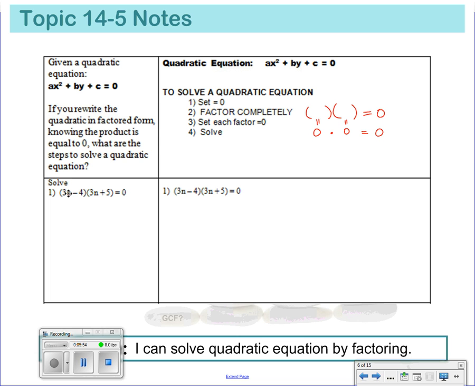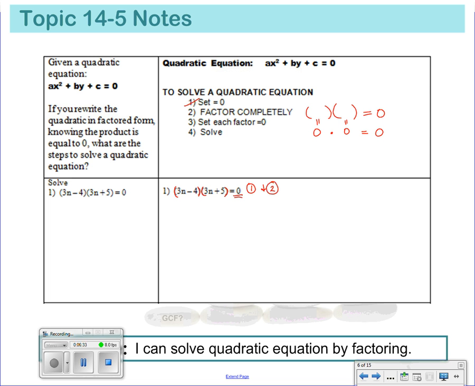So now we are going to practice these 4 steps. It's already in factored form, notice that. Step 1, do we have our equation equal to 0? Sure enough, we do. Step 1 is taken care of. Step 2 says factor completely. Notice this is already in factored form. We have our parentheses already showing we have 2 factors for our quadratic.